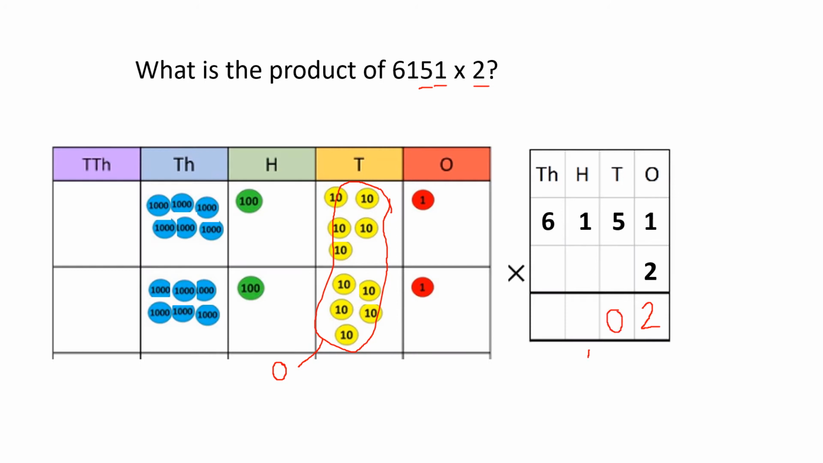So our next step is to multiply 2 by 100. So 2 times 100 is 200. Adding the extra 100 we carried is 300. And finally, 2 times 6,000 is 12,000. So my answer is 12,302.